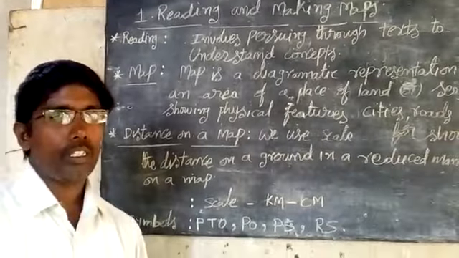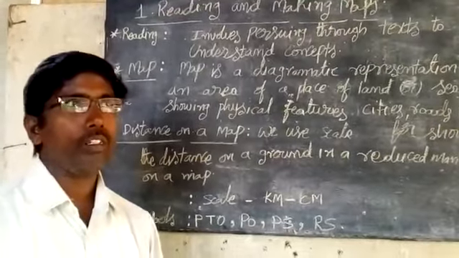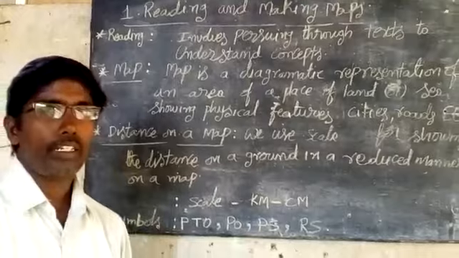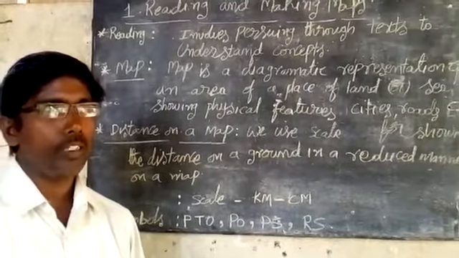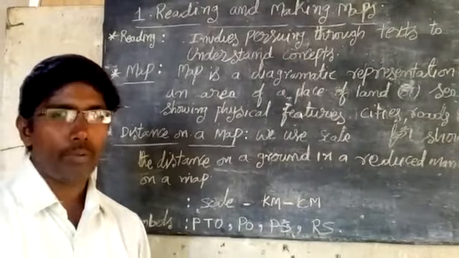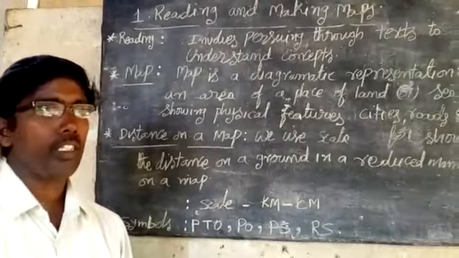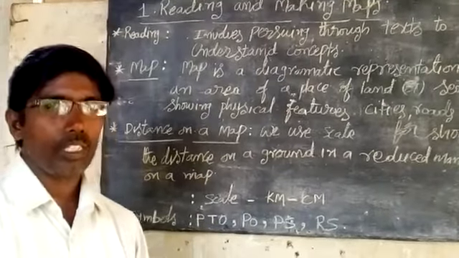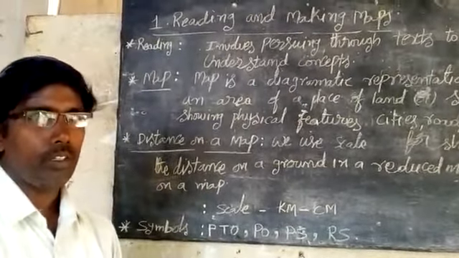10 kilometers will be shown as 1 centimeter. 10 kilometers equal to 1 centimeter on a map. As per their convenience, they will use the scale on a map.